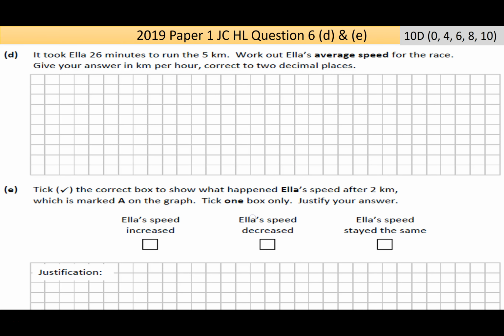So that's part C. Now part D and E here are marked together and worth 10 marks. It says it took Ella 26 minutes to run the 5 kilometres. Work out Ella's average speed. Now we know that speed is equal to distance over time. Her distance was 5. But her time, we want in kilometres per hour. We're given 26 minutes, which is not per hour, but we can change that to per hour by dividing it by 60. And that becomes the equivalent of 13 over 30.